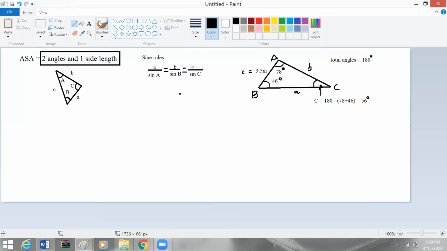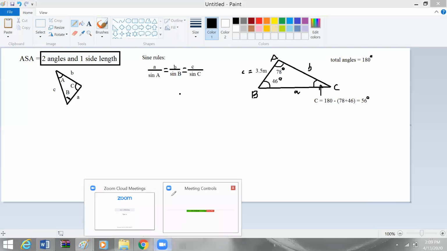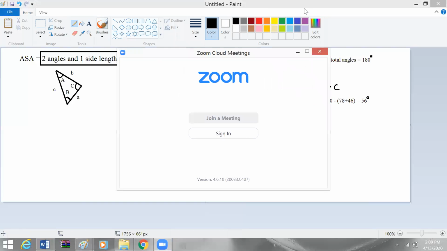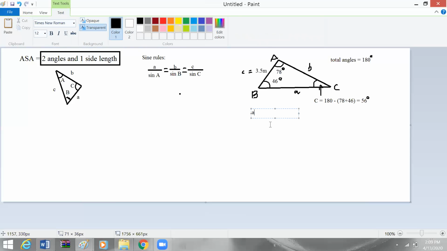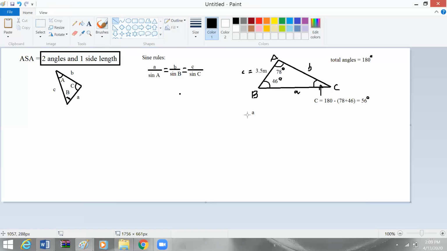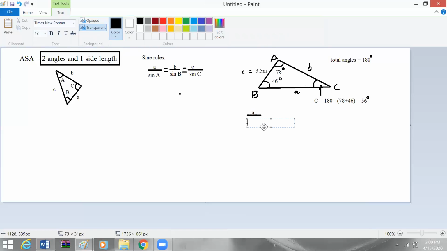Okay, so now we're going to use the sine law, the right formulas, in order to solve a problem. We're going to take the side length 8, which is the thing that we're looking for. So that would be a over sine of A. Sine of A would be 78 degrees, so what we have to write down is sine of 78 degrees.